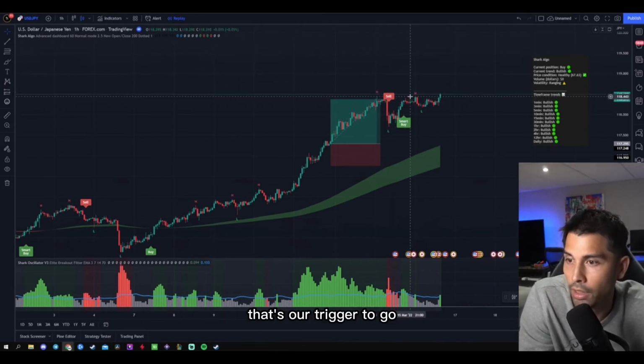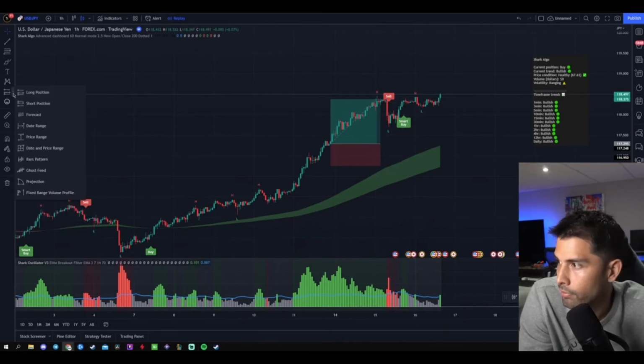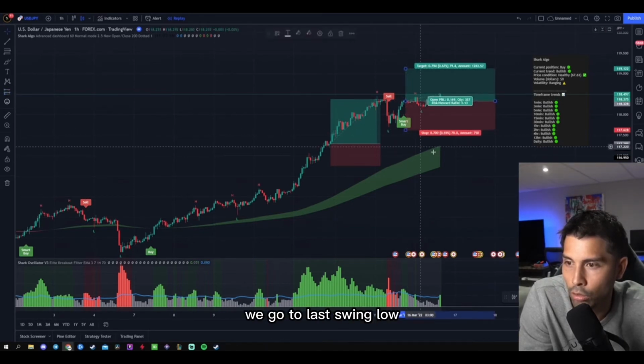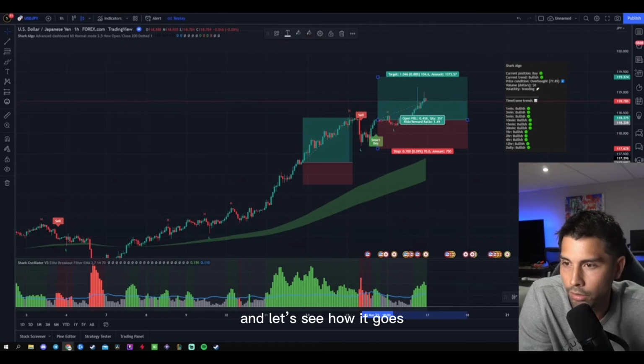We got the buy signal. That's our trigger to go. So we go into the next candle over here. Go long. And same thing, guys. We go to last swing low, and then we're going to do 1.5 risk reward ratio or 2. And let's see how it goes.